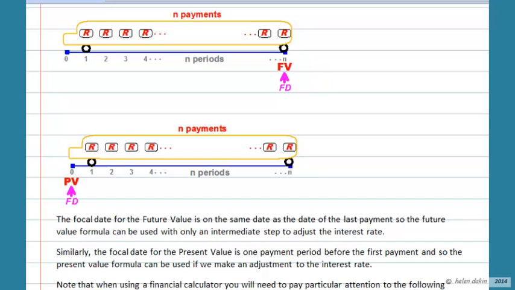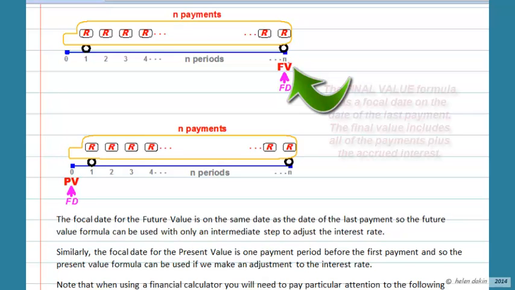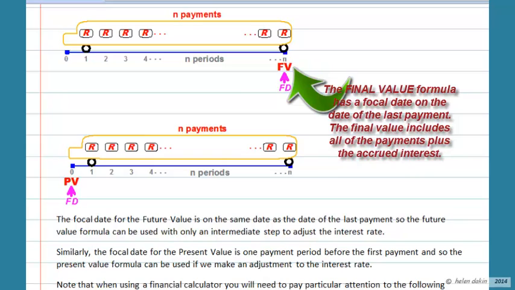The focal date for the future value of a general annuity or any other annuity is on the same date as the date of the final payment. So here we have a time diagram with a general annuity and end payments, and we have the focal date for the final value. Now we know that the future value formula tells us that the future value of any annuity is equal to the total of all of the payments plus the accrued interest, and that can be calculated by R multiplied by the annuity factor, (1 plus i) to the exponent n, subtract 1, divided by i.